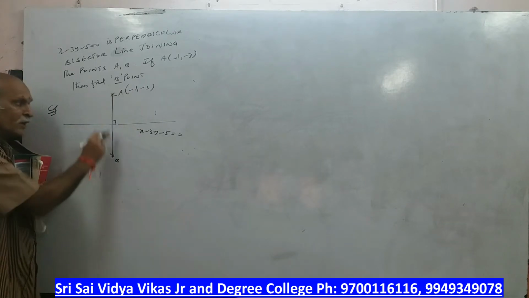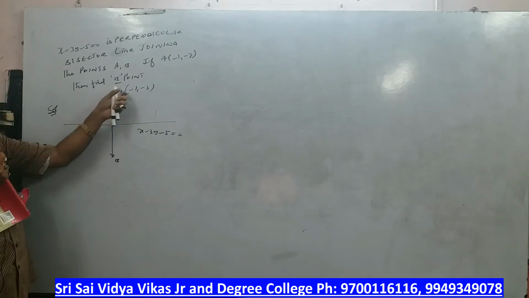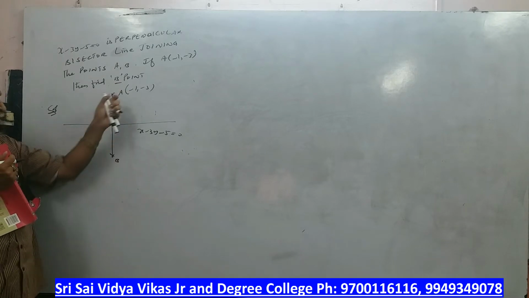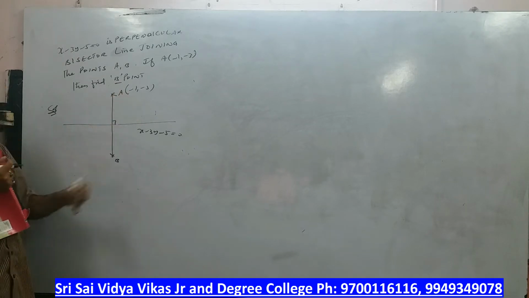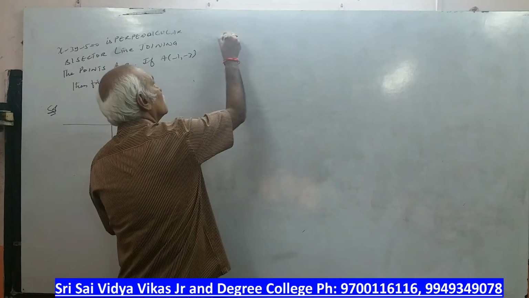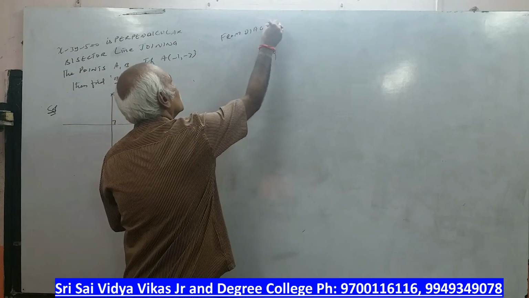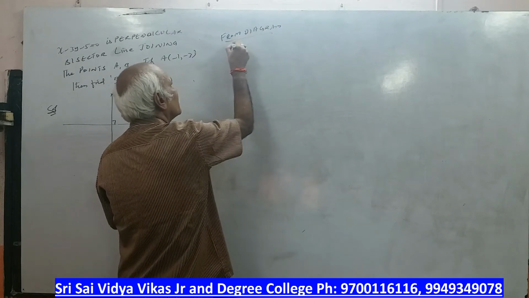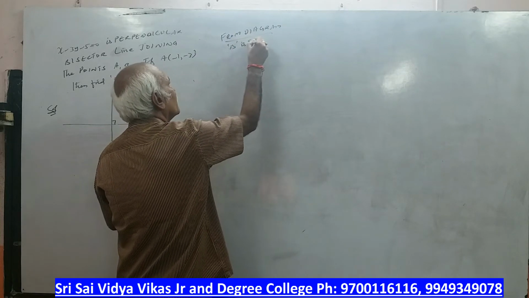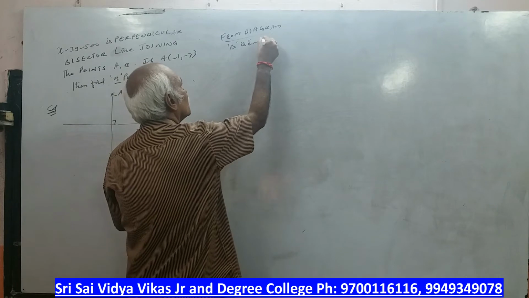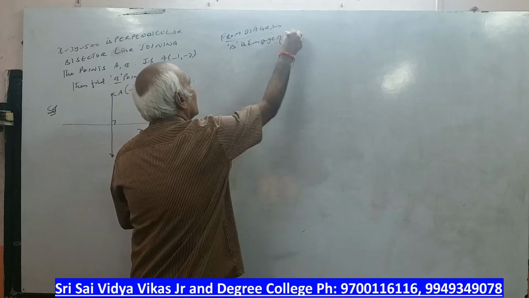So if you look at your diagram, what is the image? For this A, B will be the image. For A, B is the image. So I am writing here. From diagram, you have to draw the diagram. From diagram, B is the image of A.